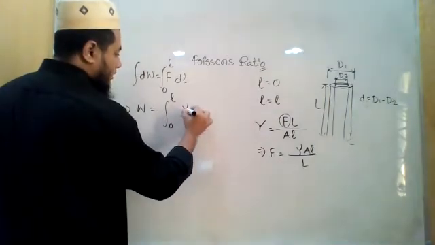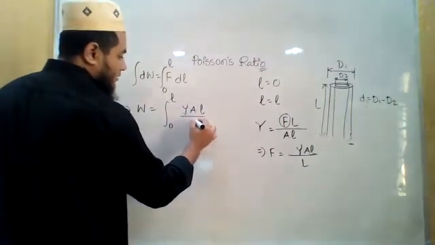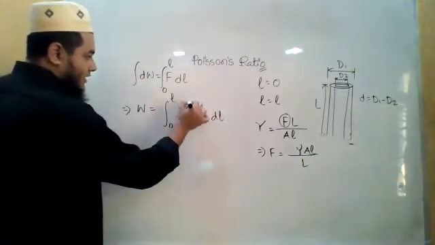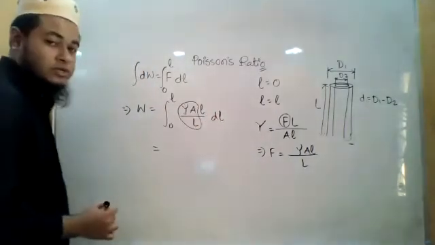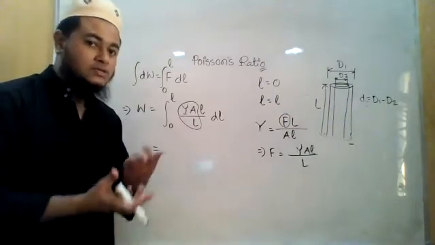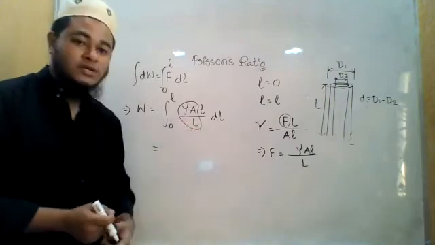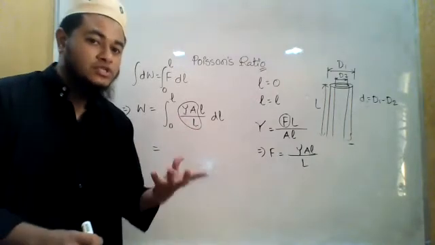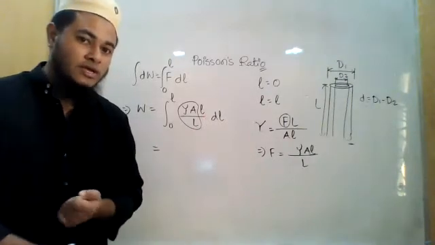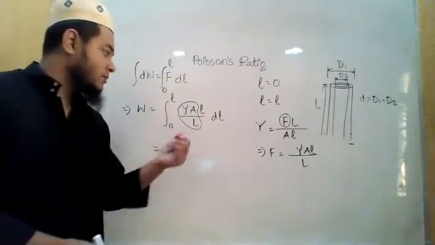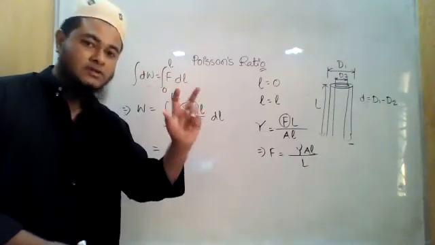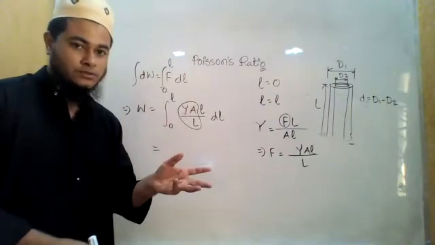It will be Y A l dl. You will see that all these three are constant. Young's modulus for a particular material is constant. Area, the object you are not changing, so area is the same. The original length is also fixed. What you can change is this one, the expansion. The more force you apply, the more expansion occurs, right? But that does not affect the original length. If the original length is 5 meters, then it will stay 5 meters until you change the object, right?